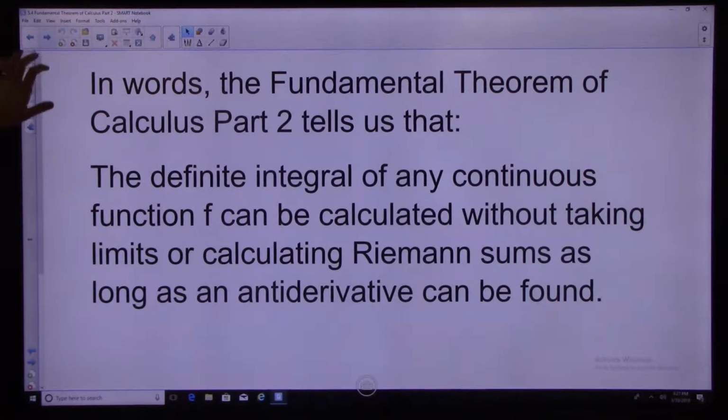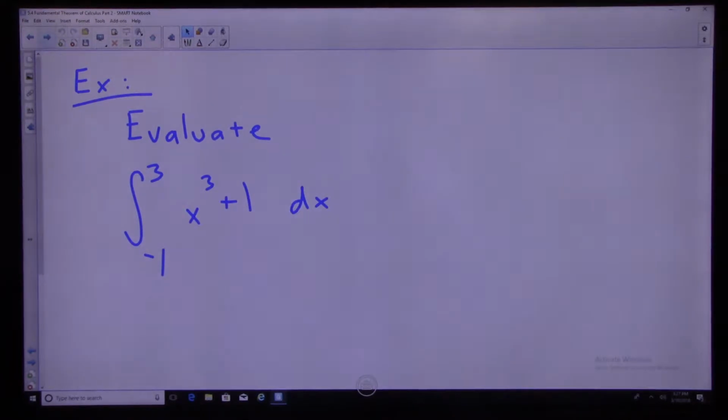So here it is. Let's look at these 2 examples. This is the first one. This is a pretty simple example, but again, I'm just trying to show you the process here. We're going to get into different types of functions, guys, but for right now, let's just settle on polynomial functions, things that we know forward and backwards. So if we want to evaluate the integral from -1 to 3 of x cubed plus 1 dx.